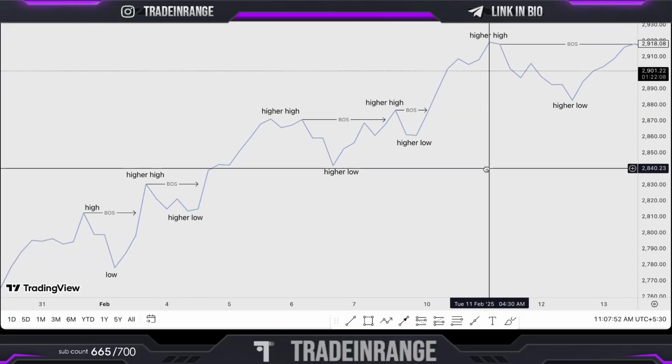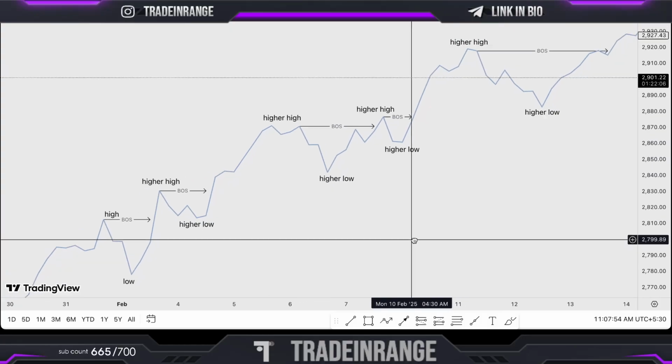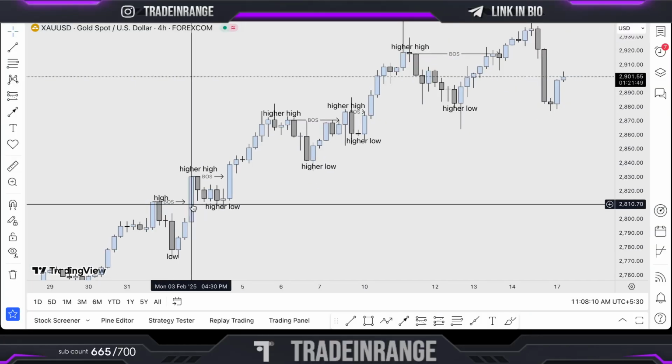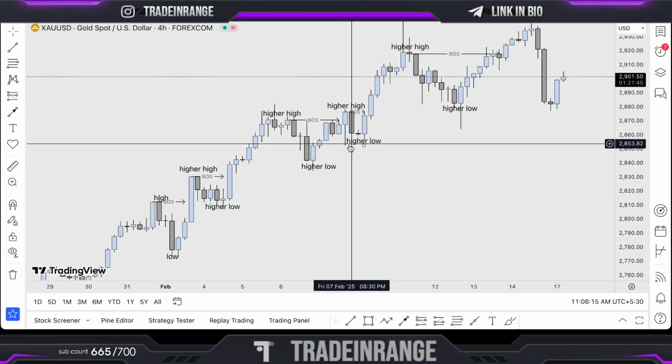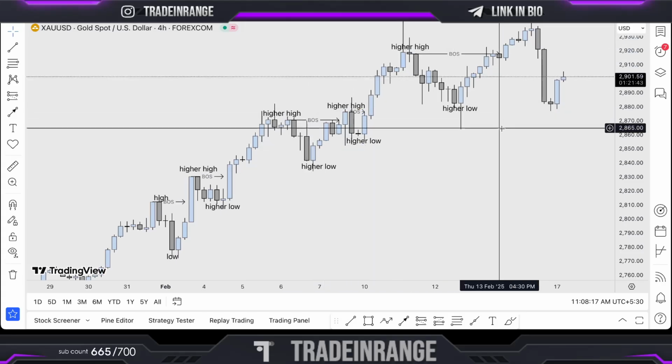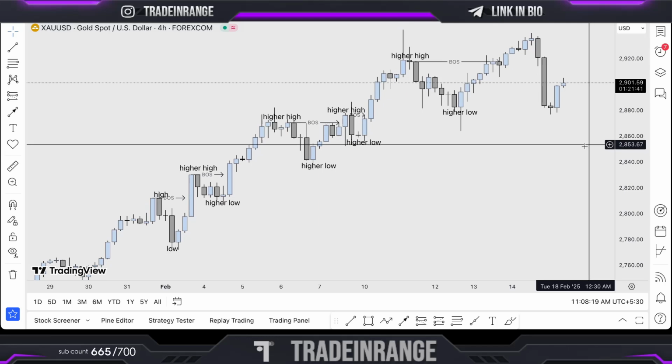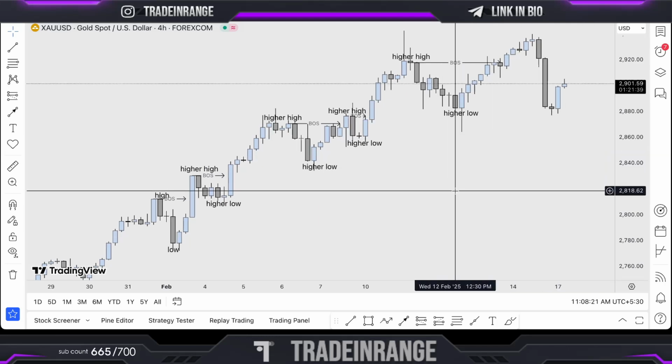So this is our higher high market structure on the line chart. And we can see high, low, higher high, higher low, higher high, higher low, higher high, higher low, right? So let us quickly see a downtrend where we can mark the low.